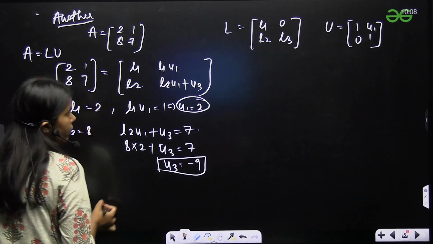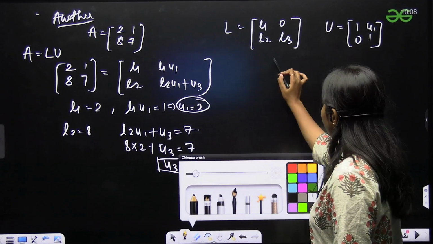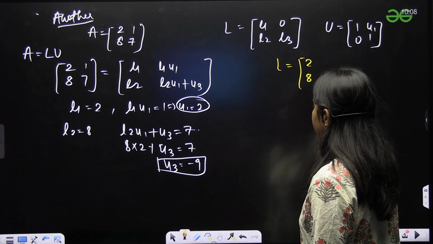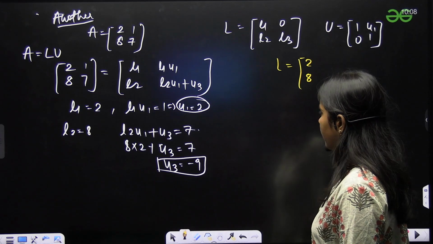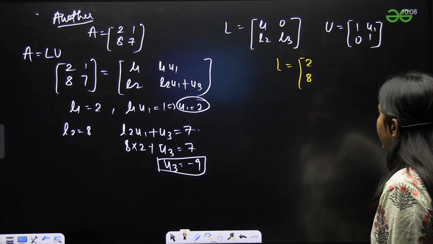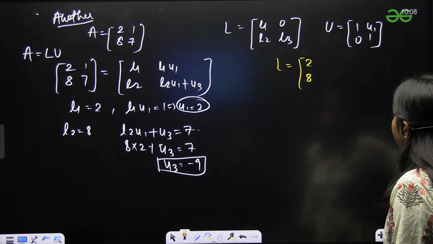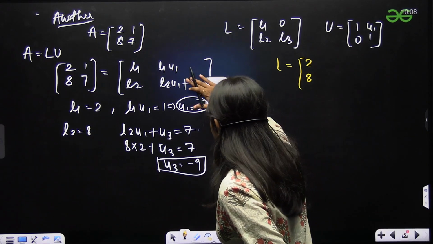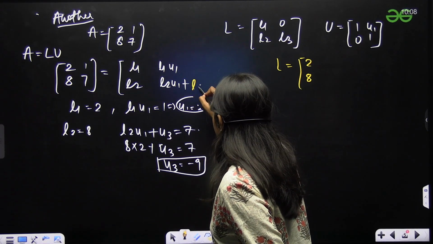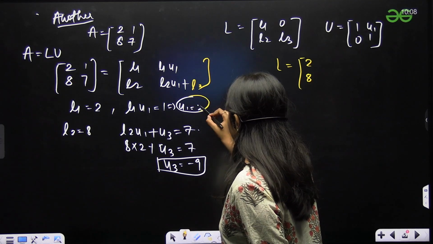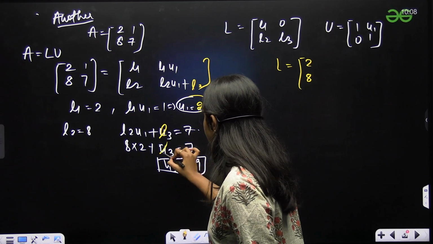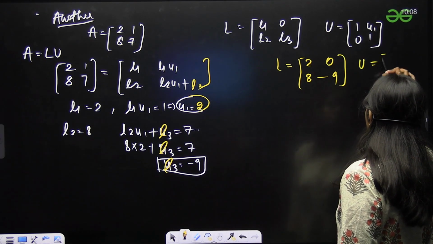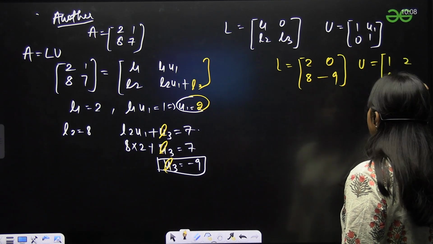So now I'll write down all the values I am getting. This L matrix is L1, L2, L3: 2, 8 and L3. Have I made any mistake here? One minute. L1, L1 U1, L2. Okay, actually this is not U3. That's the mistake. This is basically L3, right? By mistake I wrote U3 there. This is L3. So L3 is minus 9. In U only one value was needed. U is 1, U1 is 2, 0 and 1.